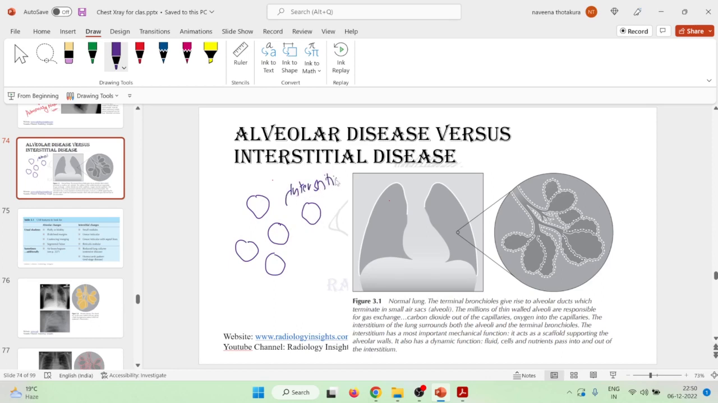So number one, we have alveoli. If the alveoli are diseased, that is, if there is water, pus, or anything accumulated in the alveoli, then this results in alveolar disease. Similarly, if there is anything in the interstitium, this results in interstitial disease.